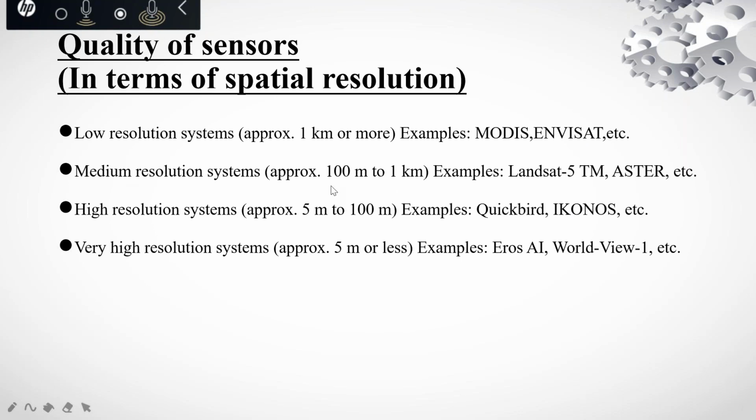Next are the medium resolution systems, which are approximately 100 meters to 1 kilometer. Examples are Landsat 5, which was launched by the USA back in the 1970s, then the latest one, Landsat 8, and the Aster satellite. The higher resolution systems are approximately 5 meters to 100 meters. And for very high resolution systems, we have approximately 5 meters or less, which can give us very detailed information about the raster images.